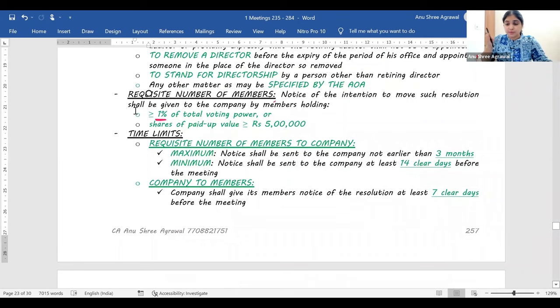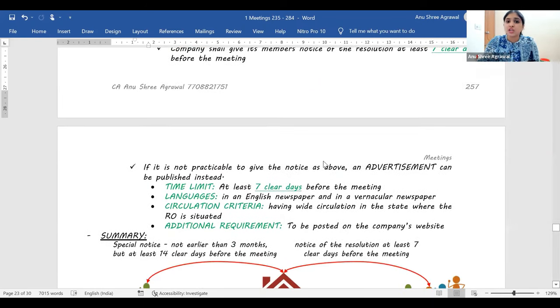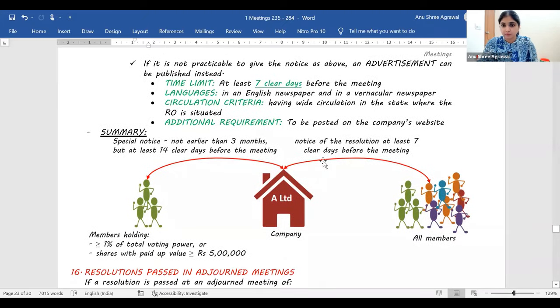If the meeting is going to be held on this date, they should send the notice at least 14 days in advance, but not earlier than 3 months. That is, within the last 3 months, but at least 14 days in advance. Once the company receives the notice, the company will send a copy of the notice to all the shareholders within 7 days from the date of the meeting.